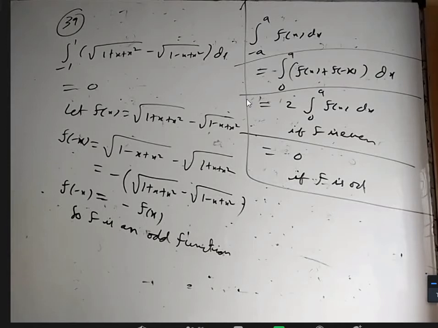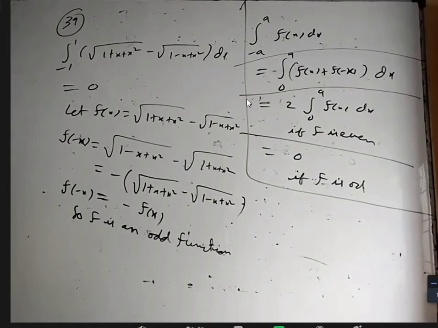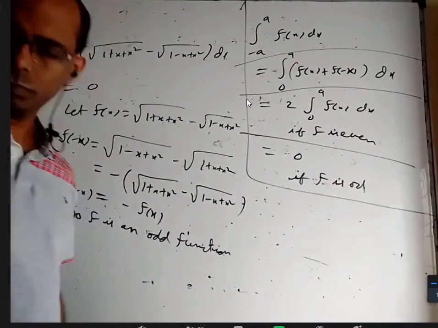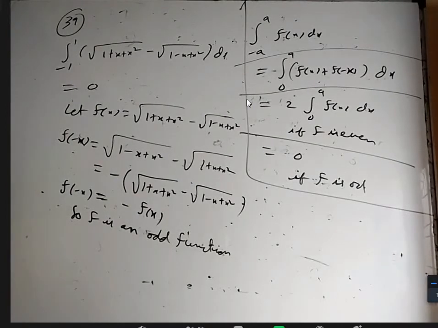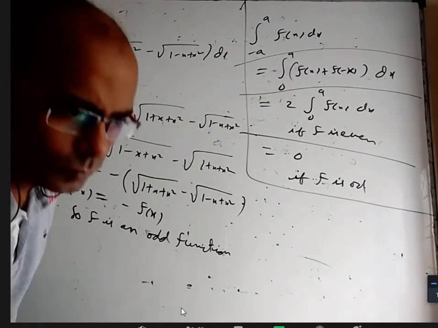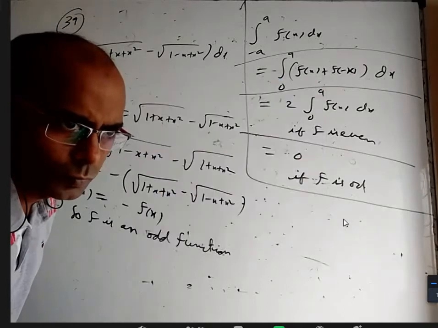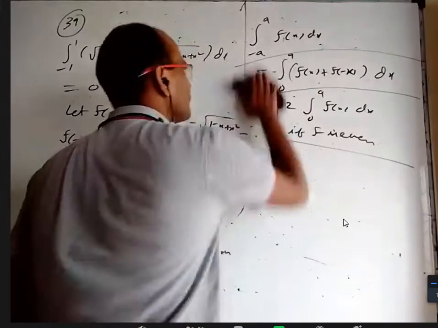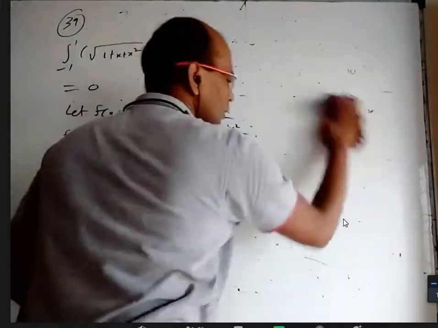So 39 is very simple. It is just an odd function, so it is 0. How it is an odd function, I just wrote all the details. I hope everybody is clear about 39.